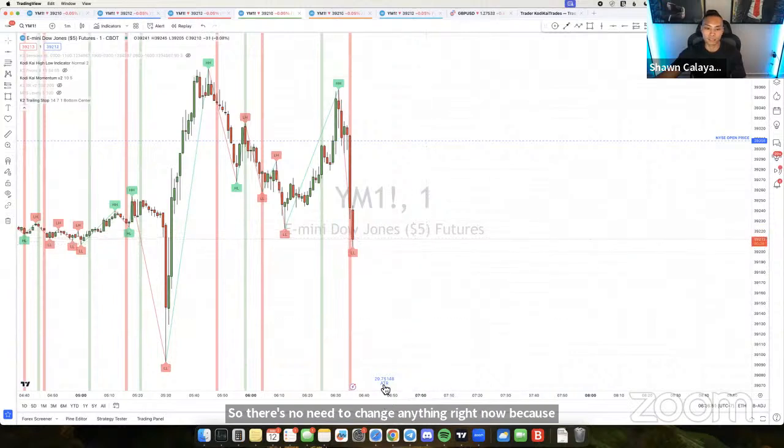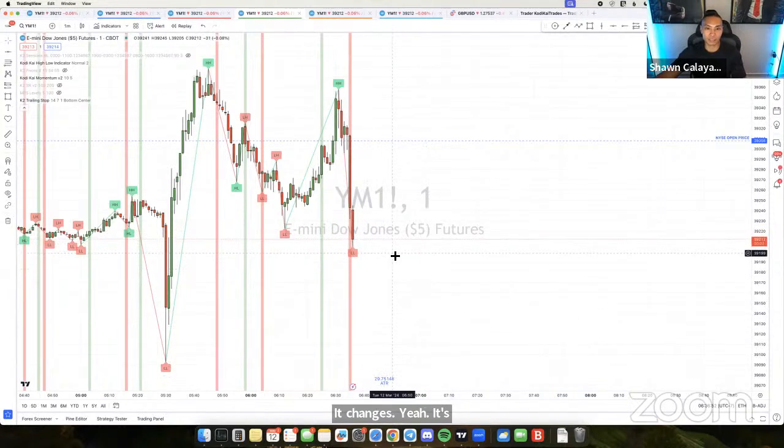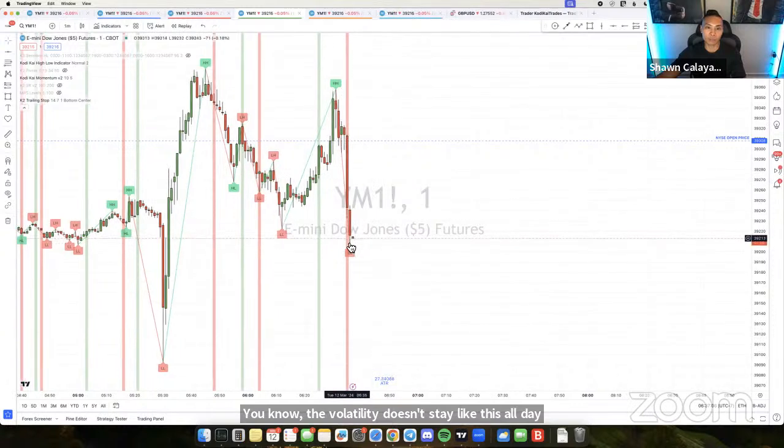It's not going to stay very high. The volatility doesn't stay like this all day long. It's like this for maybe the first 10 minutes, first 15 minutes, but if we get a V1 pattern, then okay, we'll maybe start thinking about it. But right now, not so much.